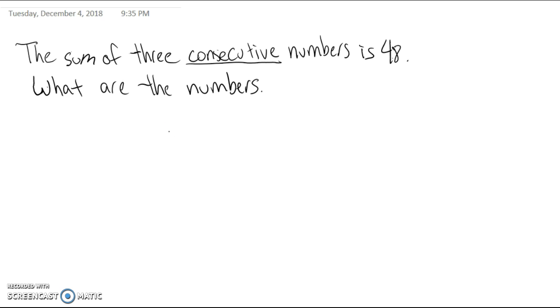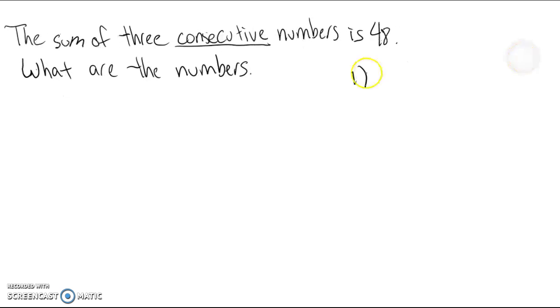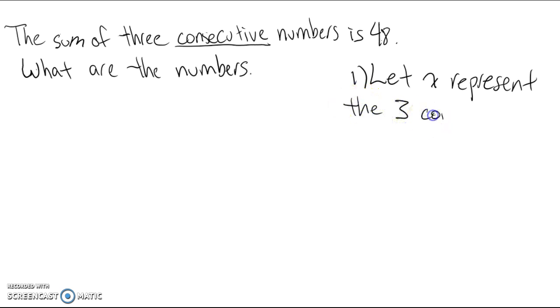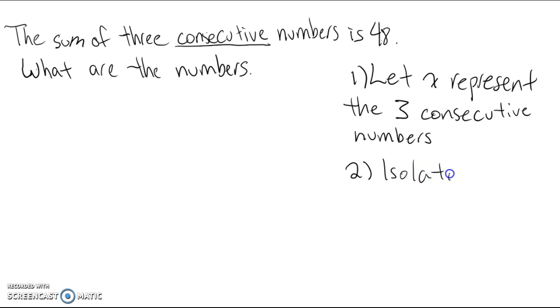Okay, before we get started with anything else, let's just follow some basic rules. First of all, we're gonna let x represent something. Okay, now let x represent the three consecutive numbers. Okay, rule number 2. We're going to try isolating the variable, so let's get an equation out here.